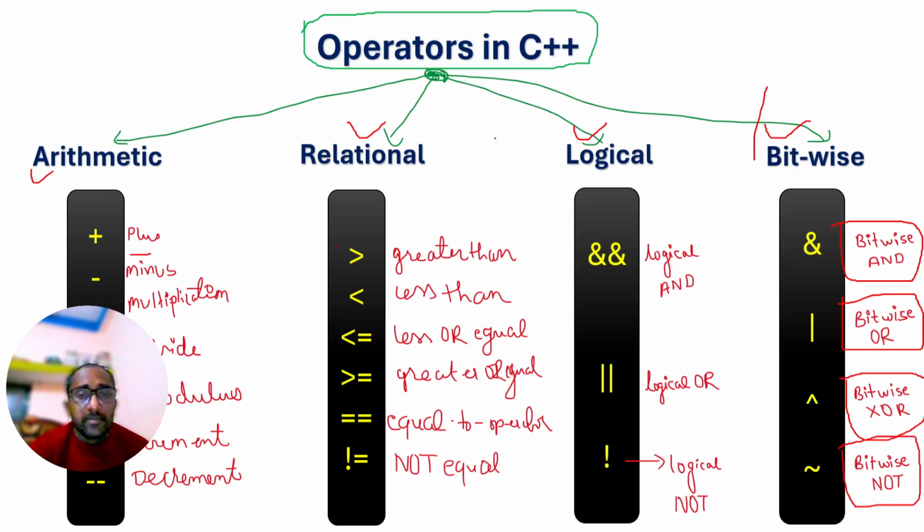Bitwise is related to the binary form, binary 0 and 1. Comparison happens as per the 0s and 1s.